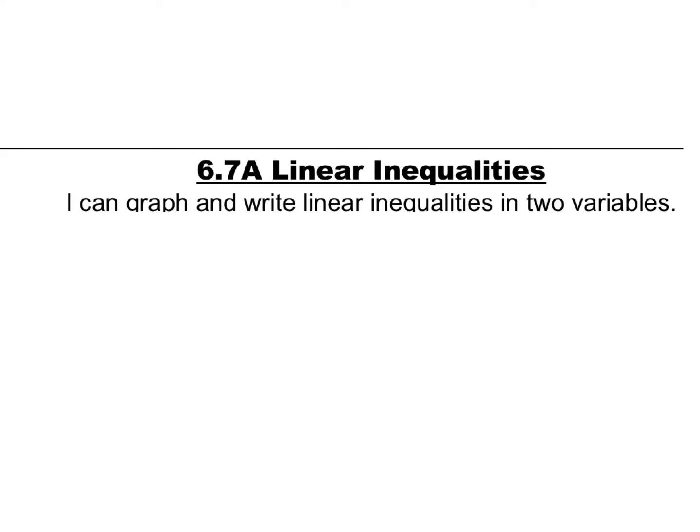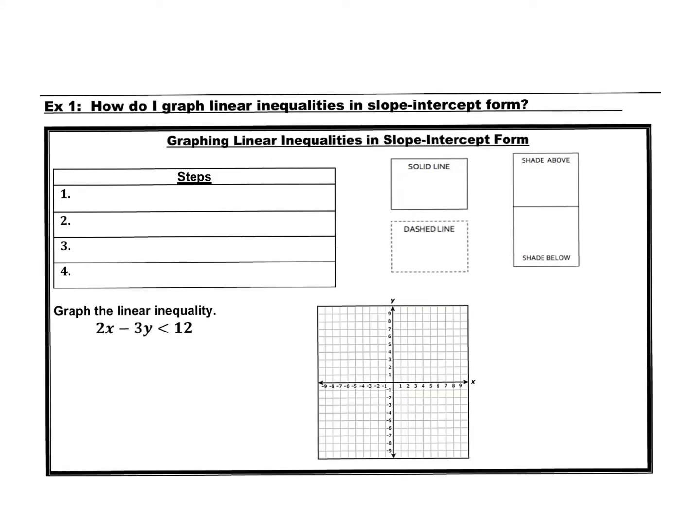In this lesson, we're going to graph linear inequalities. Example 1, how do I graph linear inequalities in slope-intercept form? All right, our first step is going to be to solve for y, if it's not already. Then we're going to graph it. You're going to determine if the line is solid or dashed. And we'll talk about that in just a second. And then we're going to determine if you shade up or shade down.